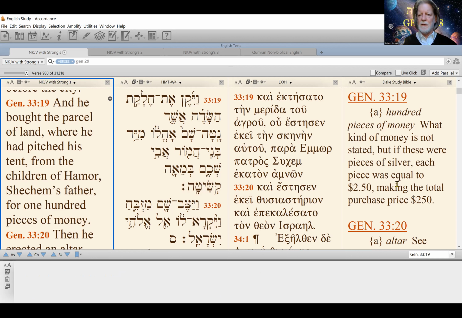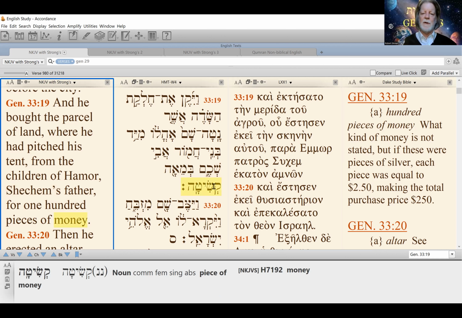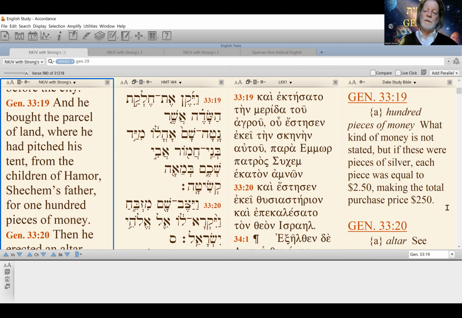Dake speculates about what this is. He says if it's silver, then it's like $2.50 per measure, I guess, 100 pieces of kesita. So he speculates that this land costs $250 in today's money. I don't put much stock in that because we don't know what kind of money this was. So we don't know how much 100 pieces of that kind of money would be. It might be a local currency or whatever. But he buys some land there.